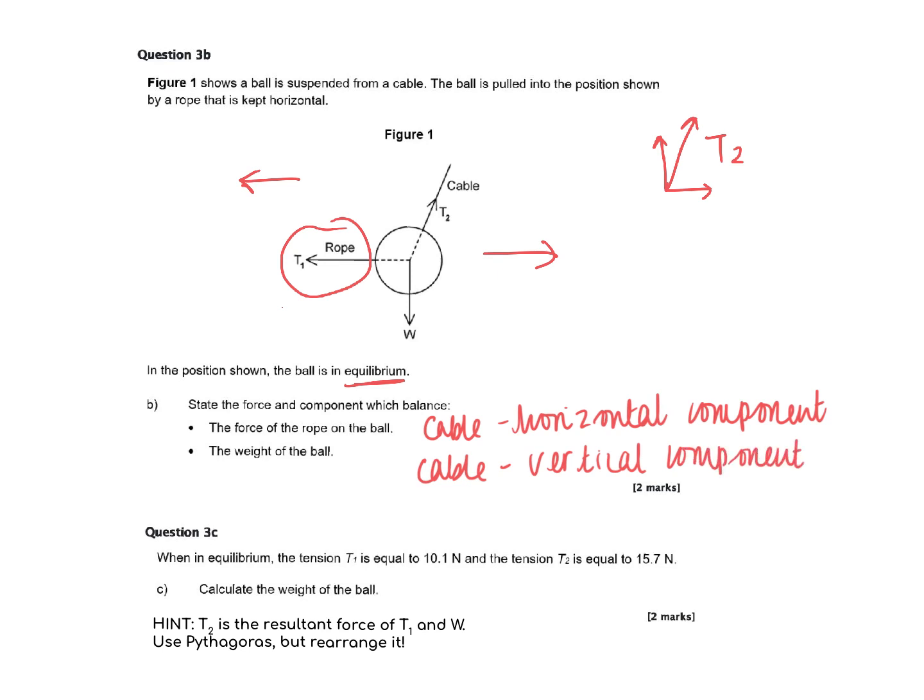Personally, I think that sort of question is easier when it actually gives you numbers. All that is doing is checking that you understand that T2 from the cable can be broken into a horizontal force and a vertical force, and that is what is balancing out both of our other forces.